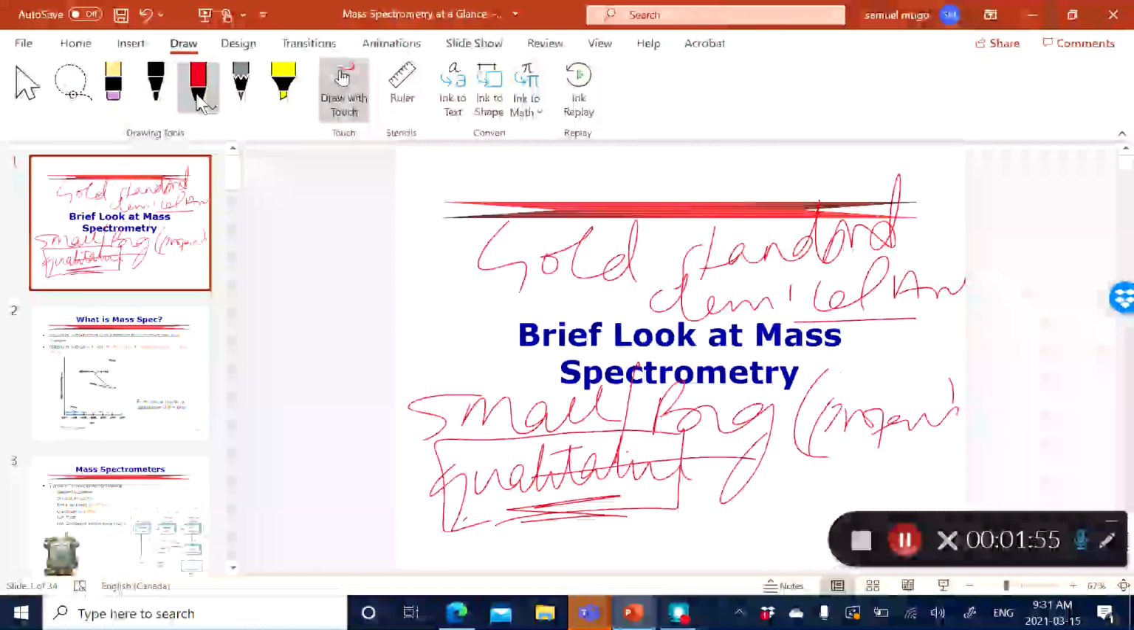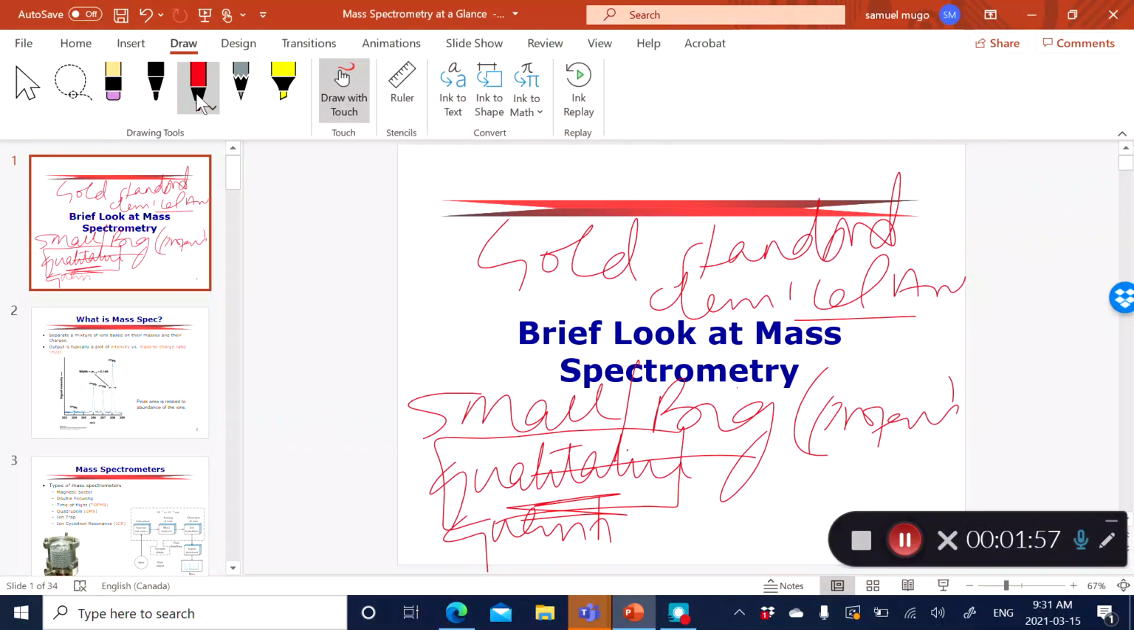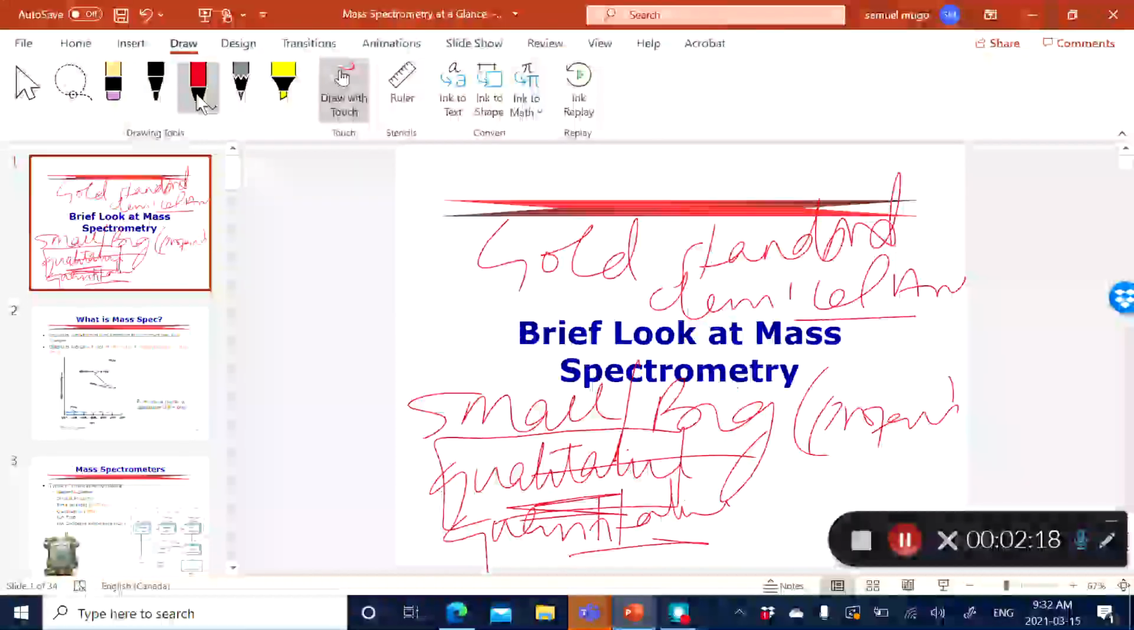But it's also a very strong technique for quantitative analysis because it can tell you how much is there, of course, after you do your calibration. And so it's a very well-rounded type of instrumentation. And it's very, very important for us to understand the technicalities of mass spectrometry.